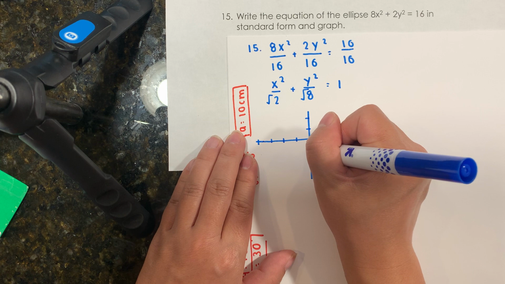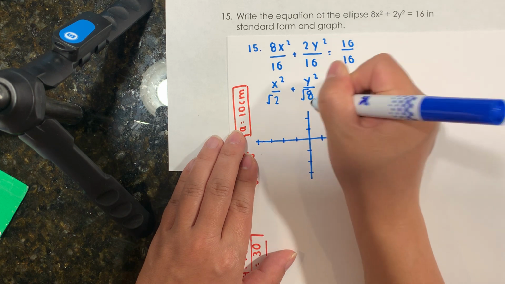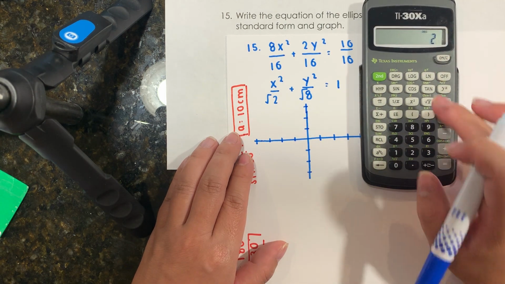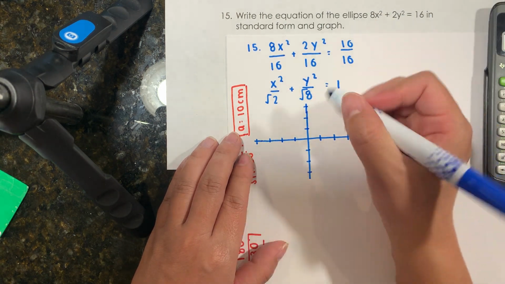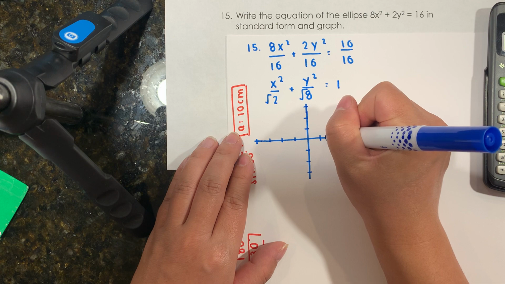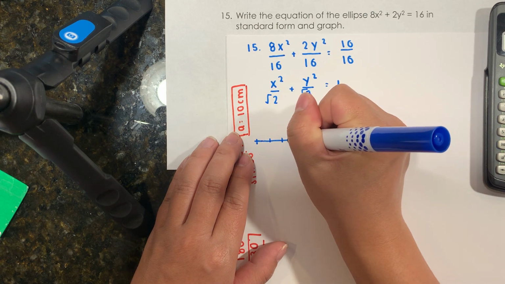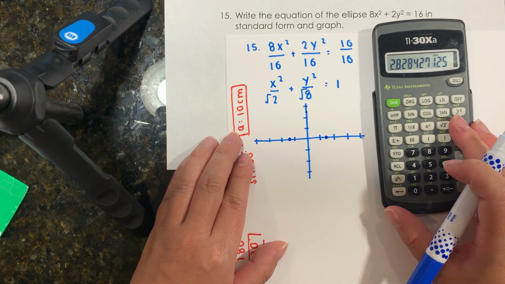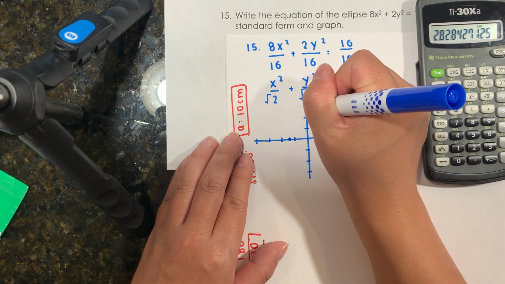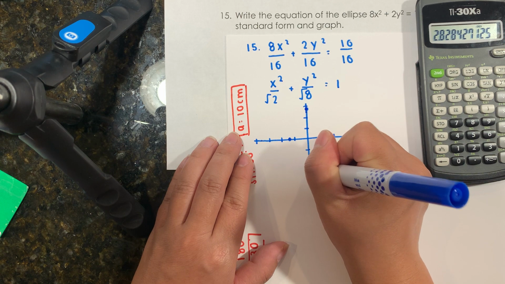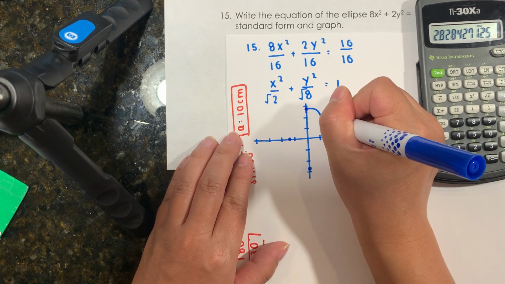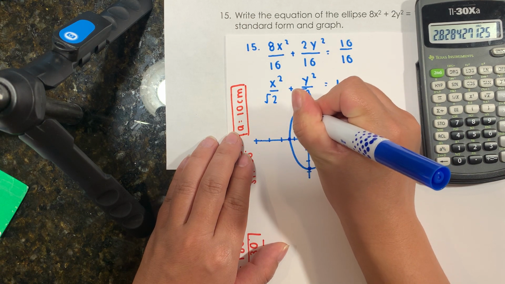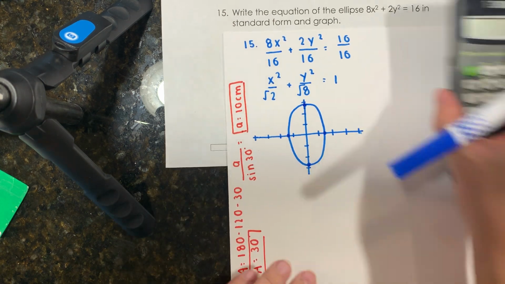And you can just estimate that. So square root of 2 is approximately 1.4, so that'll be over approximately this much. Then the square root of 8 is 2.8, so it's almost 3, so that's almost to 3 on top and bottom. And then you're just going to connect your dots. So it should look something like that.